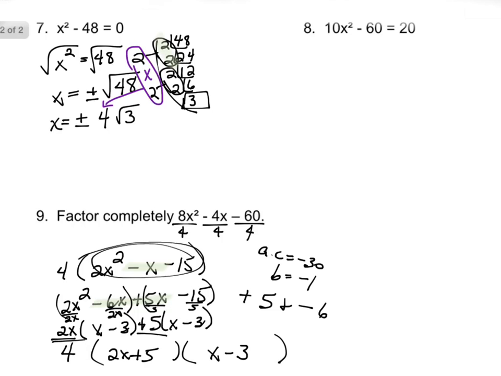And since it didn't say solve, the instructions here clearly say factor, so this is the answer. I don't have to have a solution, I just factor, which means get two sets of parentheses.